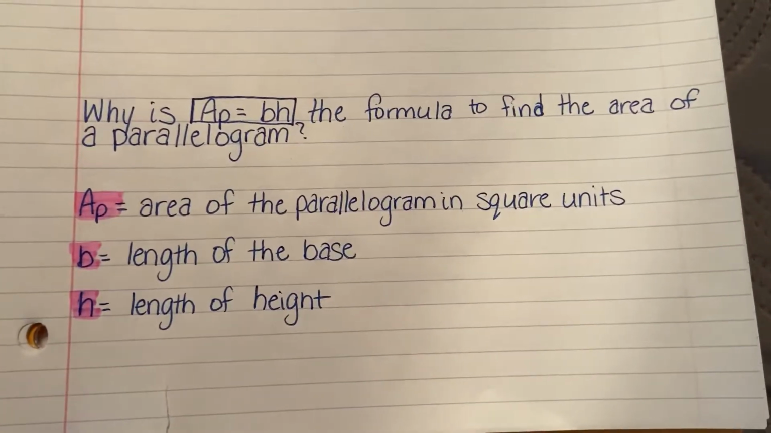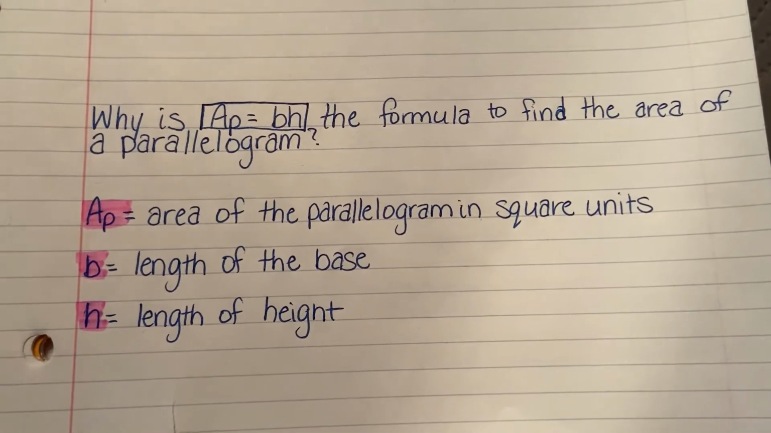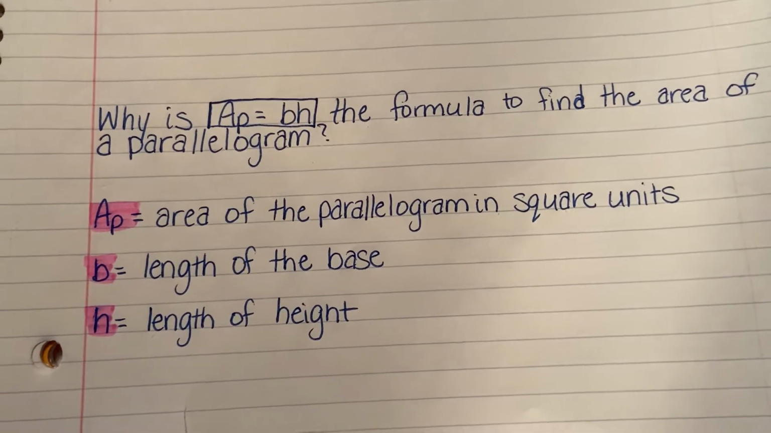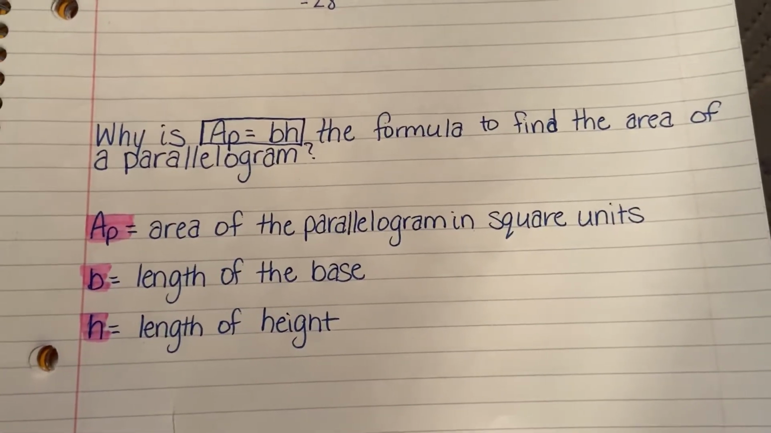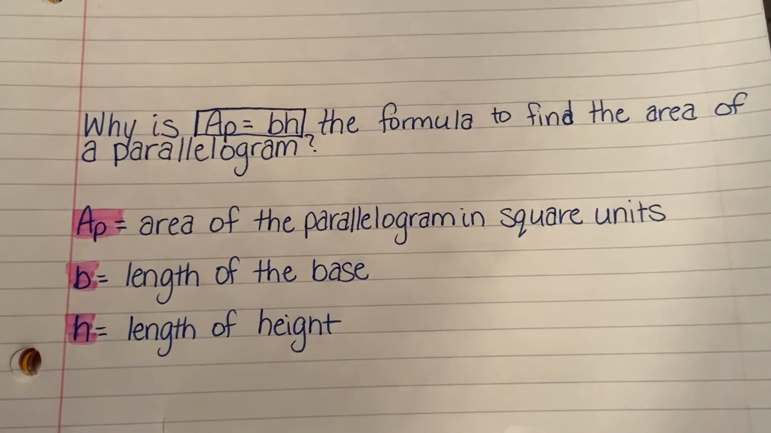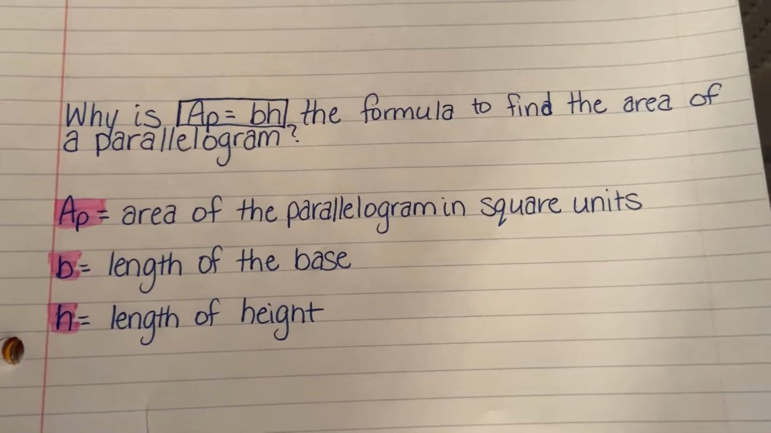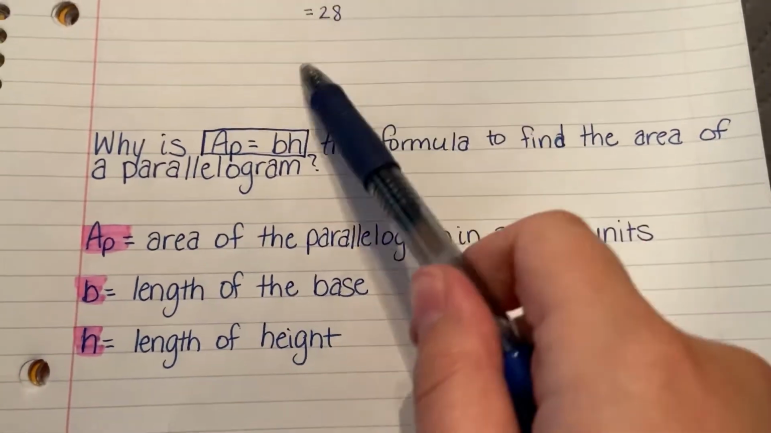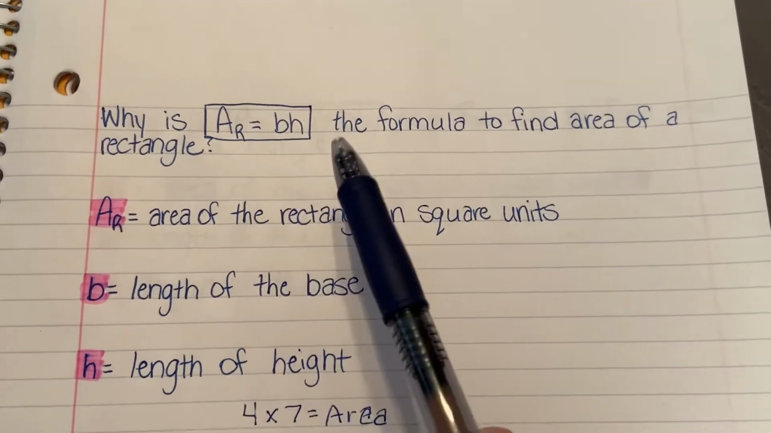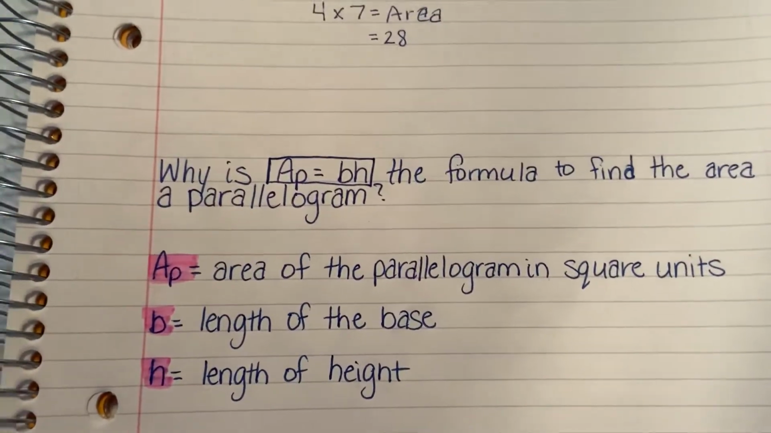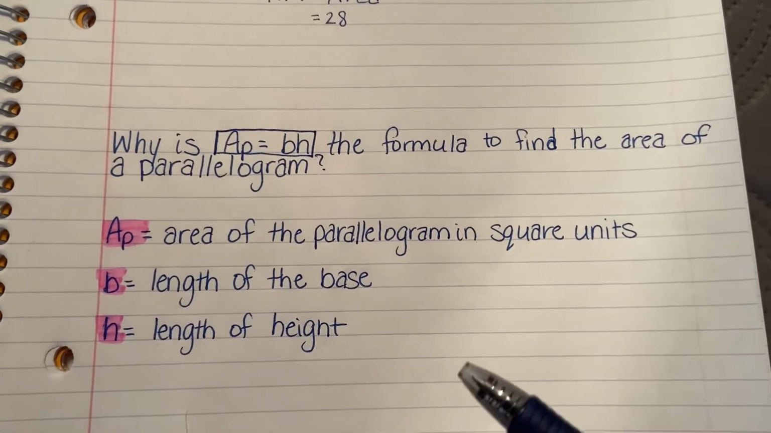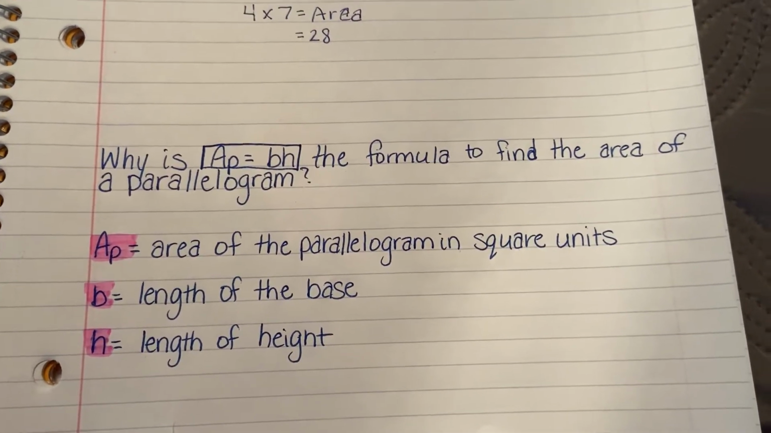Now we are going to justify the area of a parallelogram formula. So why does A equal BH, where A is the area of a parallelogram in square units and B is the length of the base? Notice that the parallelogram formula is the exact same as the rectangle formula. A equals BH and A equals BH. However, there are a few extra steps that we must take to find the area of a parallelogram.